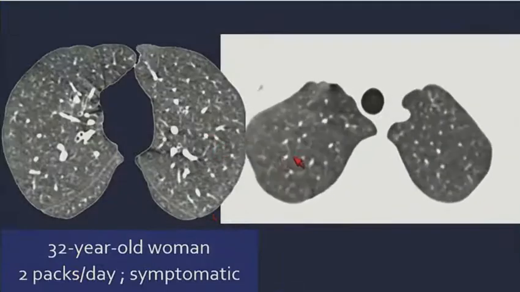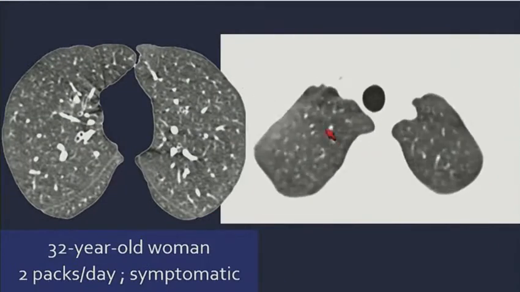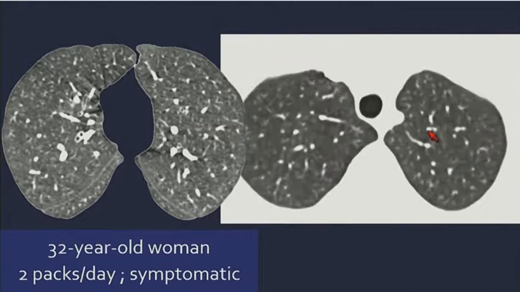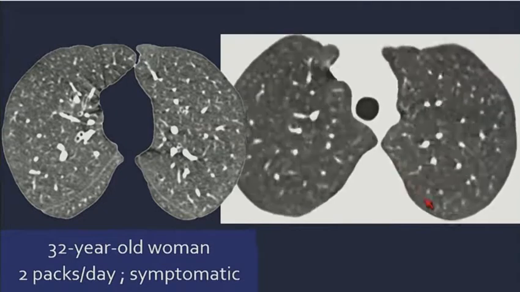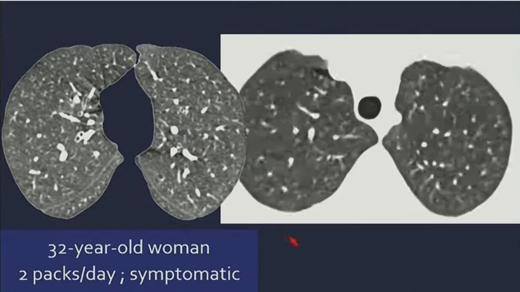And you can see that this is another case of a 32-year-old woman who had progressive symptoms, and has a similar pattern of centrilobular nodules. Note how they spare the pleural surfaces here, indicating that they're centrilobular, they're clustered.